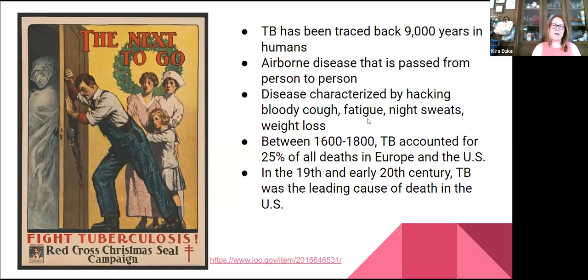Between 1600 and 1800, TB actually accounted for 25% of all deaths in Europe and the United States. And in the 19th and early 20th centuries, it was actually the leading cause of death in the US. So really, this is why it has that reputation of being one of the most feared diseases. It primarily impacted cities, of course, because of crowded and filthy living conditions during the time period. And the urban poor were most often the victims of this disease. Again, just thinking about how closely they would have lived together in the sanitation conditions of the more impoverished neighborhoods.